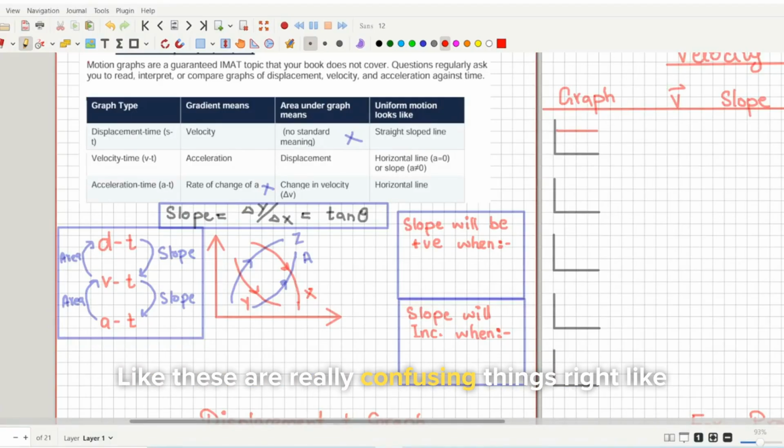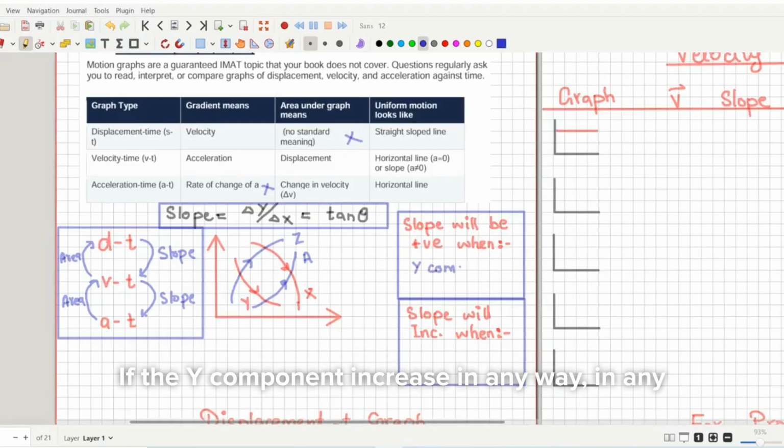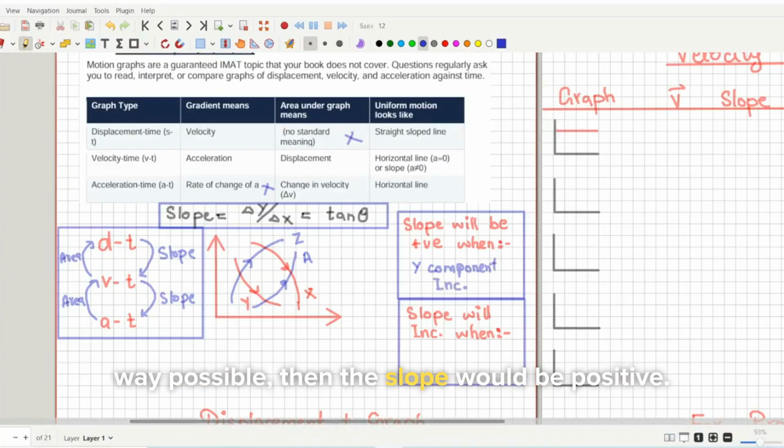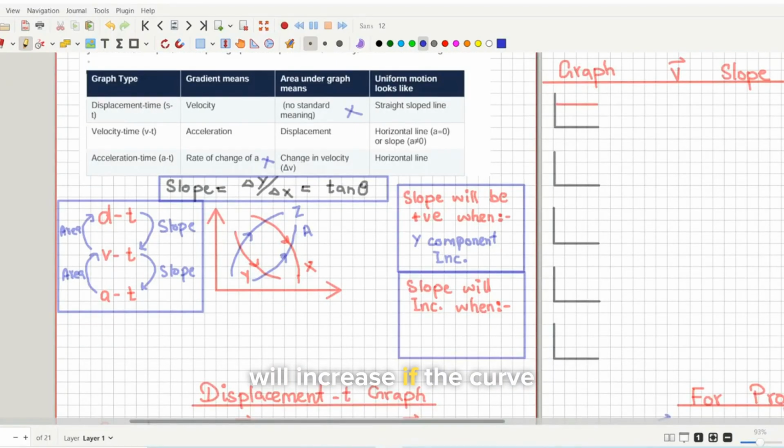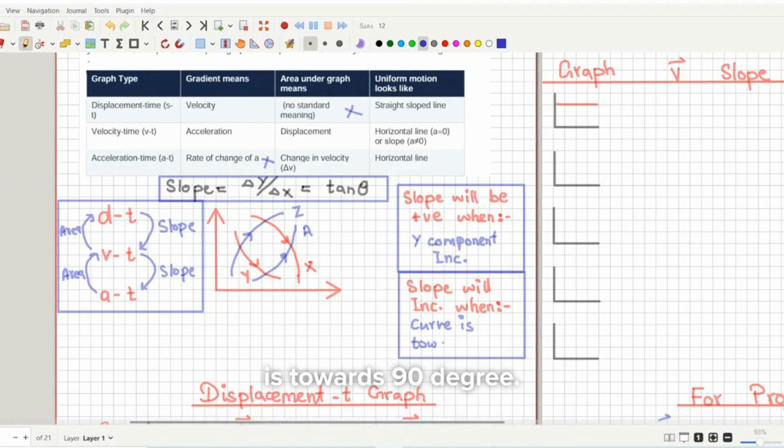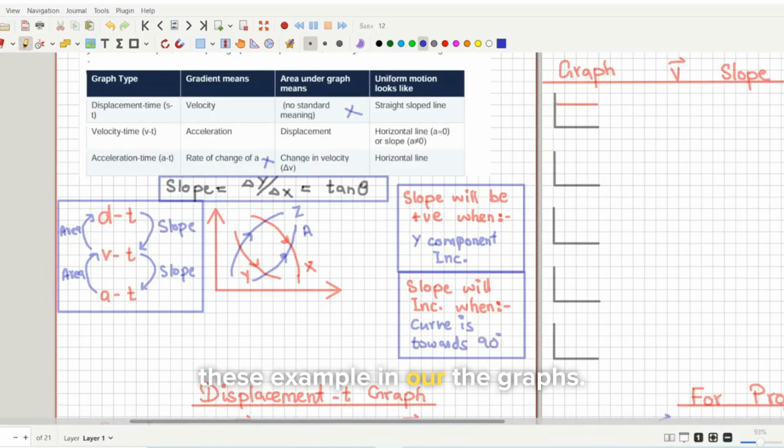So these are really confusing things, right? You are really confused right now about how to memorize these things. So let's make it easier for you. The slope would be positive if the y component is increasing. Simple. If the y component increases in any way possible, then the slope would be positive. And when will the slope increase? The slope will increase if the curve is towards 90 degrees.